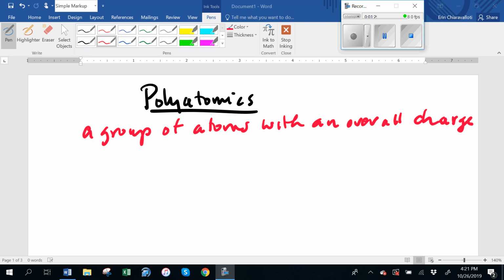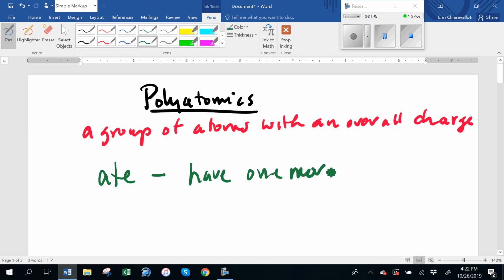So a lot of people do not like learning the names of the polyatomics, but I hope I can present them in a way that they will not seem like so much memorization, but more of an understanding of how we're getting those names and the relationship between the different polyatomics. So the first thing is that anything that ends in ATE is going to have one more oxygen than anything that ends in ITE.